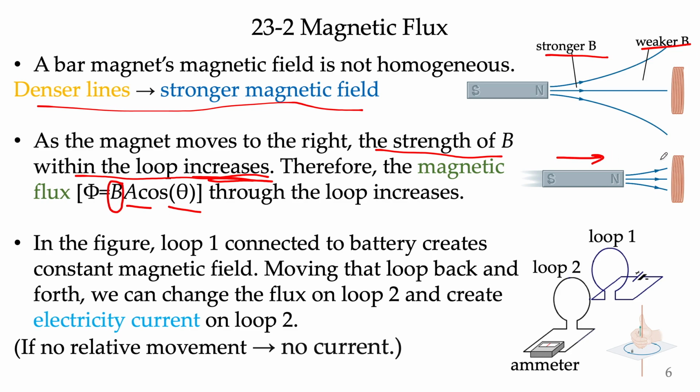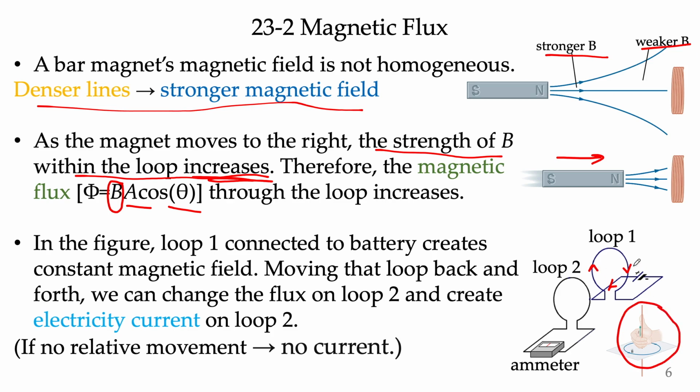Now let's look at this figure. You have loop 1, connected to a battery. With a battery connected like this, there's going to be a current in this direction, coming out up here and down here. When you have a current in the loop, as we learned in the previous lectures, you have a magnetic field. If you remember the second right-hand rule, which is this one.